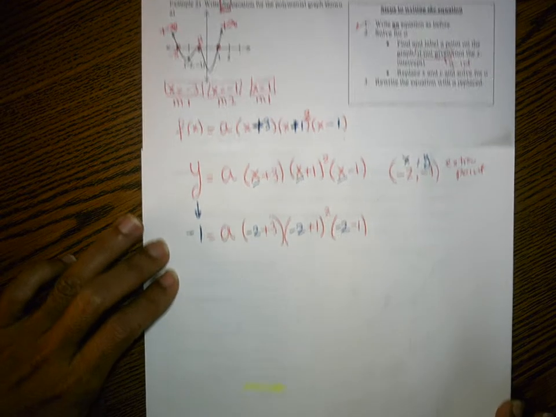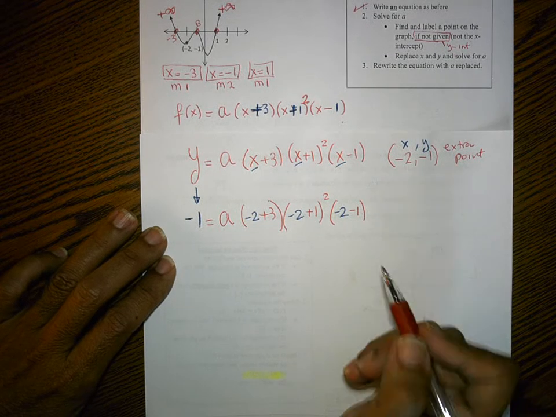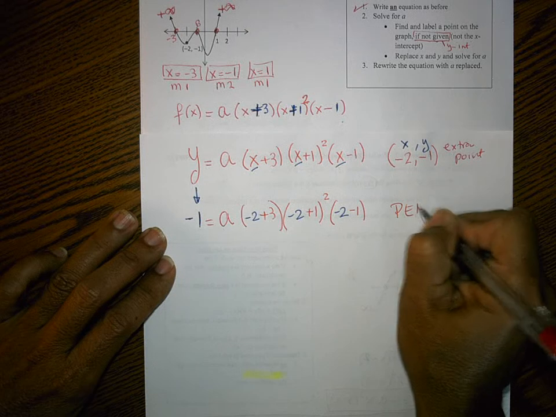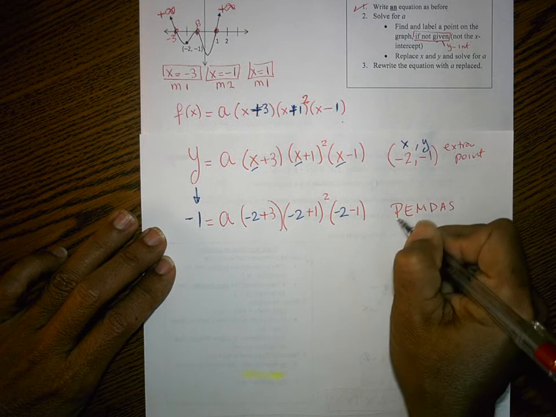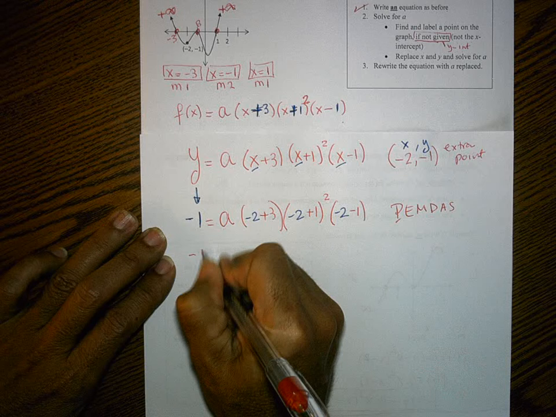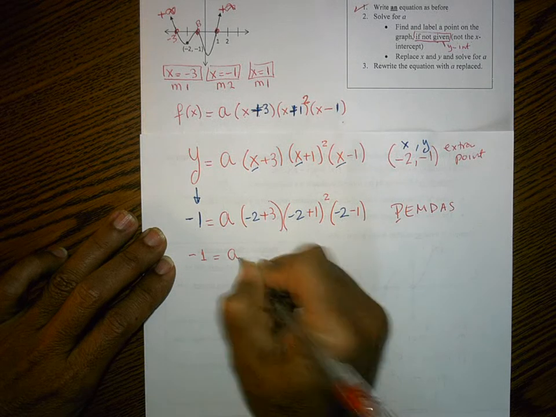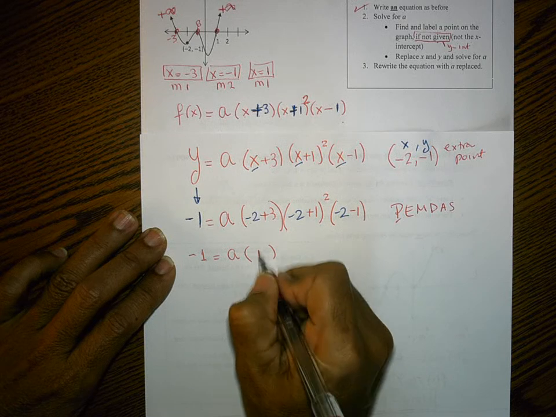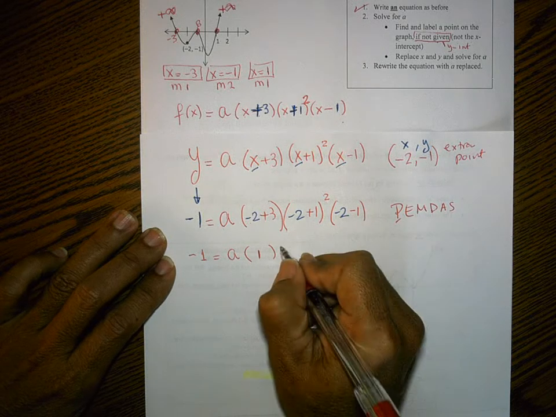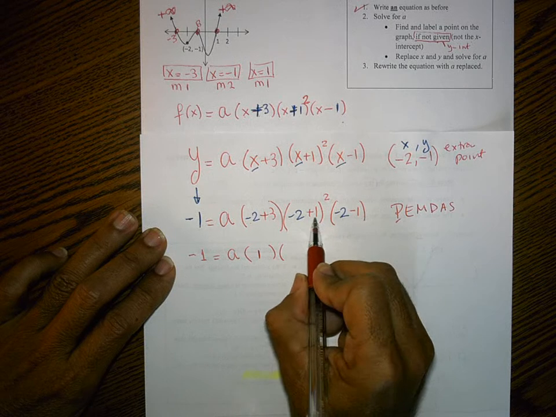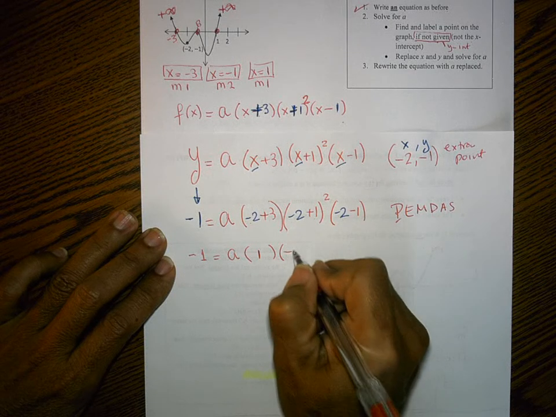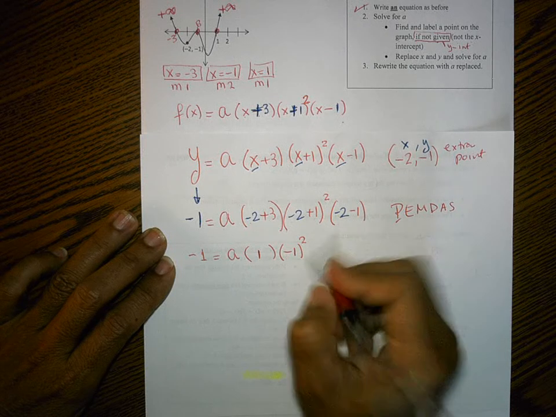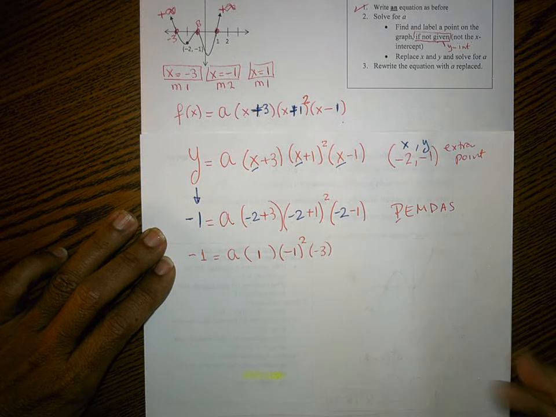Now let's work carefully, okay? PEMDAS, we take care of parentheses first. So -1 equals a. A -2 plus 3 is the number 1. A -2 plus 1 is a -1 squared. A -2 with a -3... -2 minus 1 becomes -3. Okay, now I took care of the parentheses.